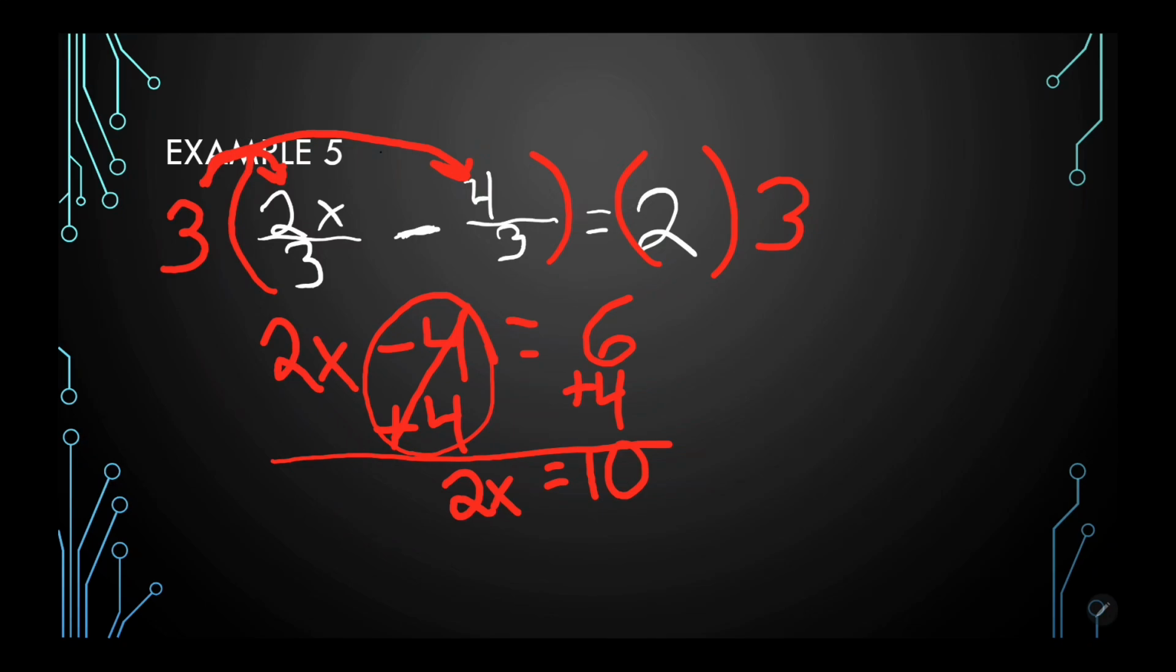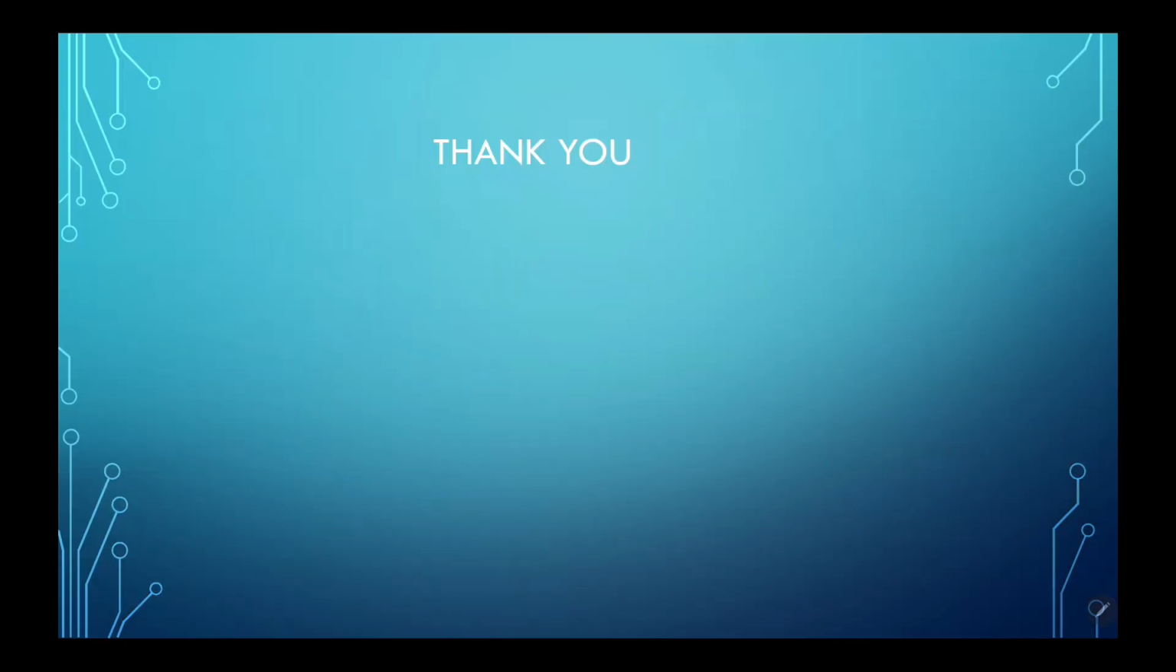And then I'm going to go ahead and drop. So now we have 2x equals 10. To isolate my variable, I need to do the inverse. And since we're multiplying by 2, we're going to go ahead and divide by 2. 2 divided by 2 is 1. So x is equal to 10 divided by 2 is 5. So x is equal to 5.